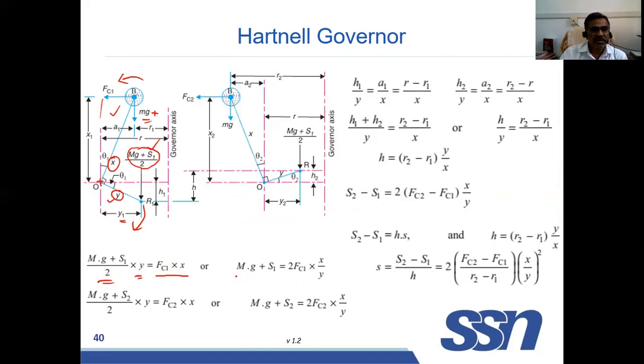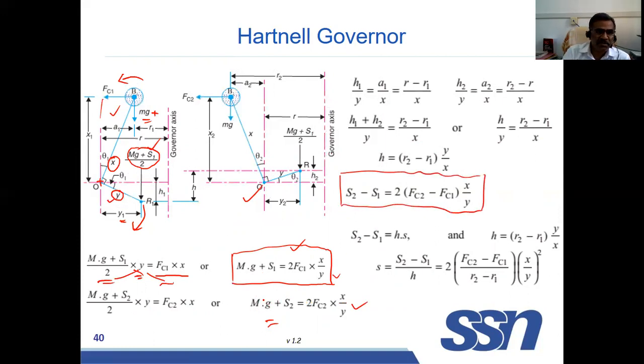So if you rearrange this equation, you take the X to the right side, and you will get Y on the right side. You will get the equation like this. Similarly, for the second position, (mg plus S2 by 2) into Y is equal to FC2 into X. Then you will get the equation like this. If you find the difference between these two equations, this equation minus this equation, you will get this equation.